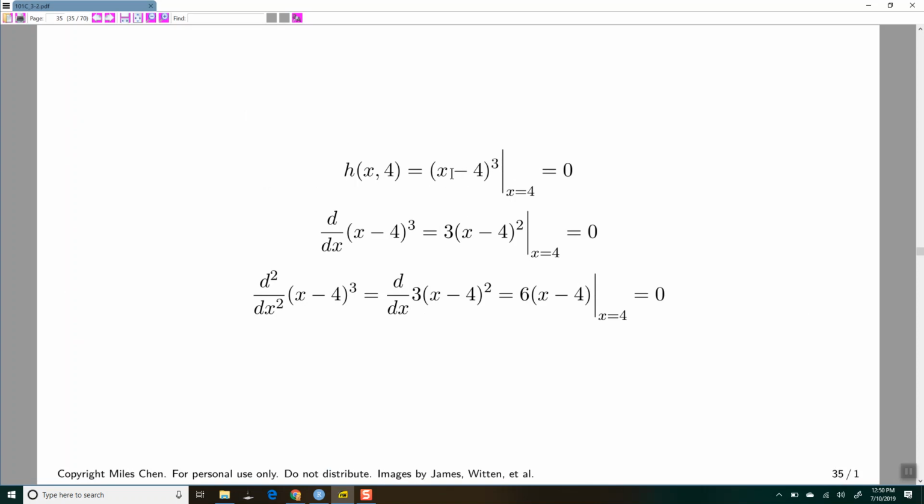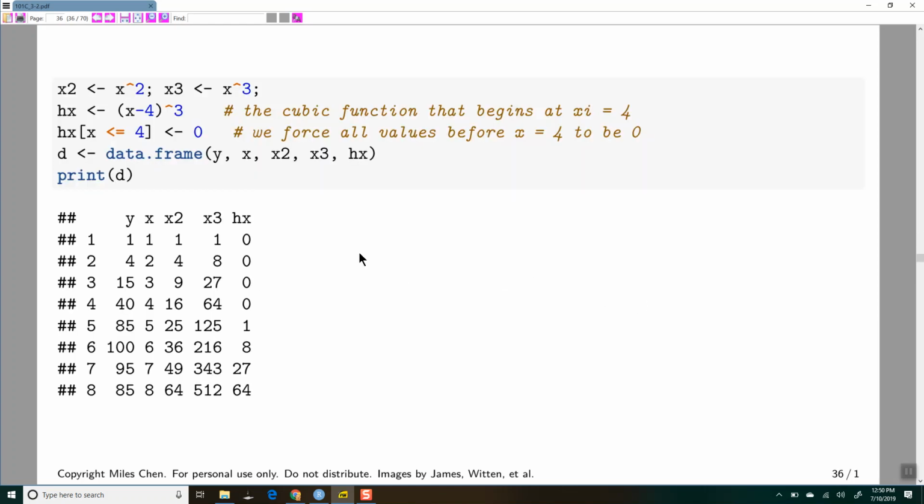So if we did the function, the basis function at 4 is 0, the derivative of the basis function at 4 is 0, and the second derivative of the basis function at 4 is 0 as well. Okay, and so if the values of x are 1 through 8, then x squared is 1, 4, 9, 16, 25, 36, 49, 64, and x cubed is going to be 1, 2 cubed is 8, 3 cubed is 27, 4 cubed is 64, so on and so forth.